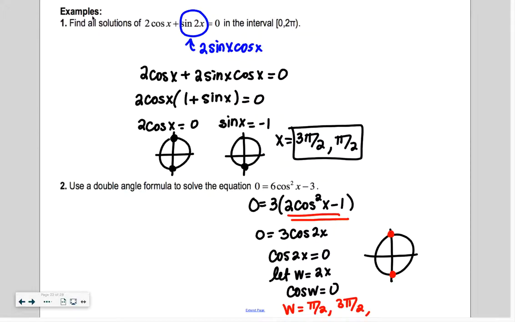But like Christian's saying, if we're trying to get x values that are from 0 to 2 pi, we want w values, right, to go from 0 to 4 pi. We want to go around twice. So then when we replace our w with 2x, we divide by 2. And we're between 0 and 2 pi.